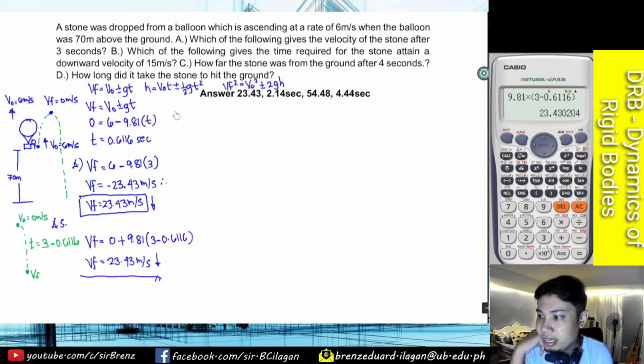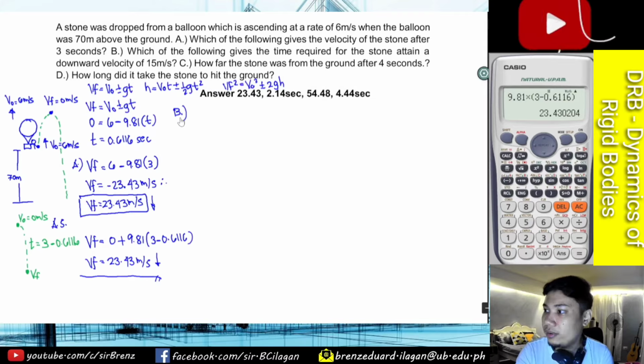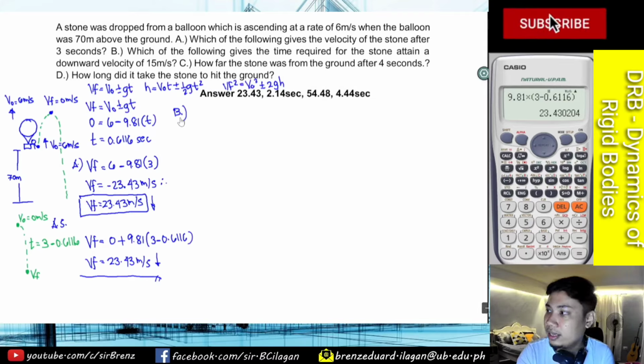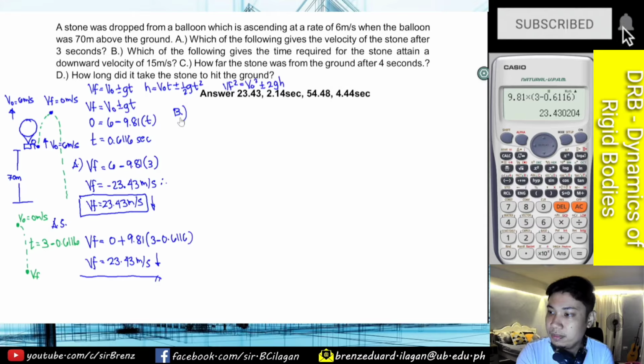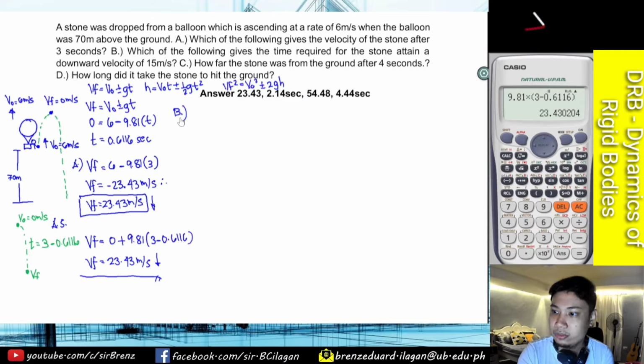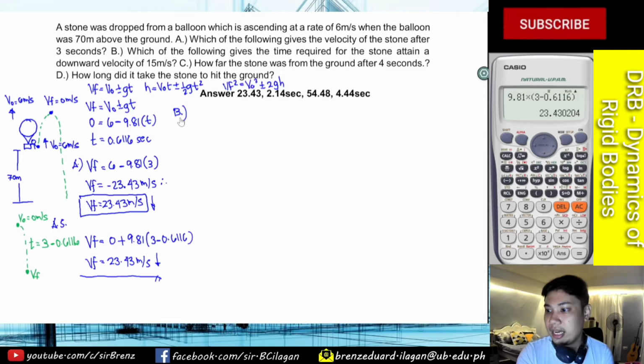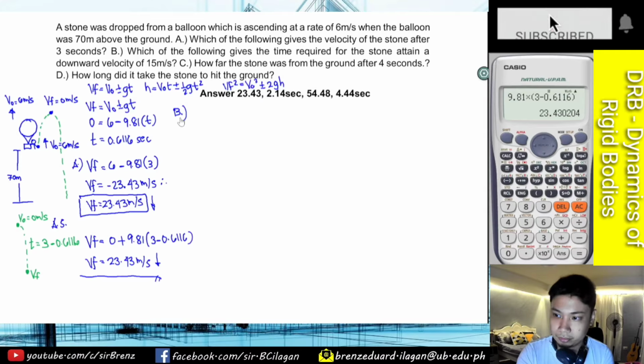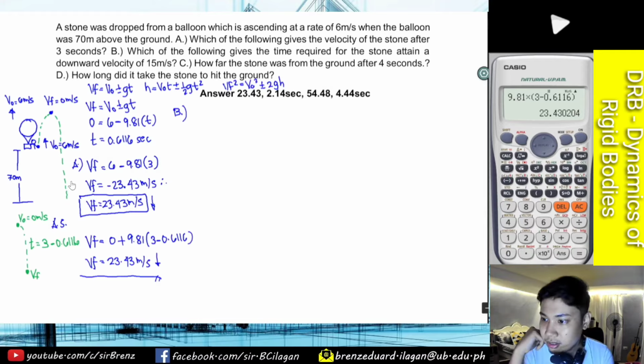So, for letter B, what are we looking for in B? Which of the following gives the time required for the stone to attain a downward velocity of 15 meters per second? So, now, what is being asked here is the time, when it will achieve the 15 meters per second downward velocity. So, we can do the same as case A, but we know that the 15 meters per second will be negative, because it is opposite to the direction of the initial velocity.